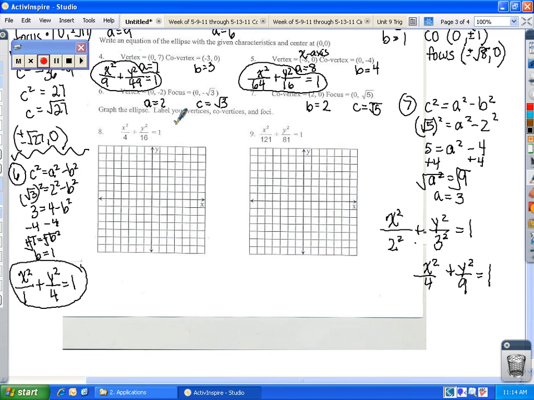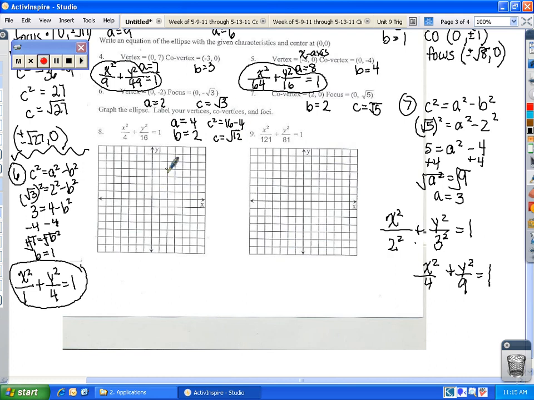Finally, for graphing, I first need to find a and b, which of course my a is going to be the bigger number, the square root of 16, and b is going to be 2. To find c, I'm going to plug it into this equation here. So c is going to equal the square root of 12. So that's where my focus points are going to be, which is about 3.5.